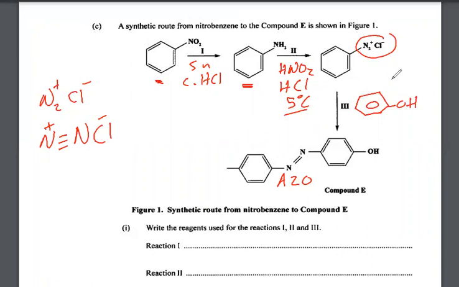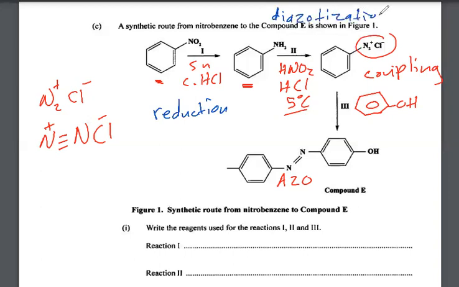This reaction, by the way, is called coupling. So I should put that there. The formation of the azo compound, that reaction is called coupling. So we have 3 reactions here. Reaction 1 is reduction, reaction 2 is called diazotization, and this third one here is coupling.